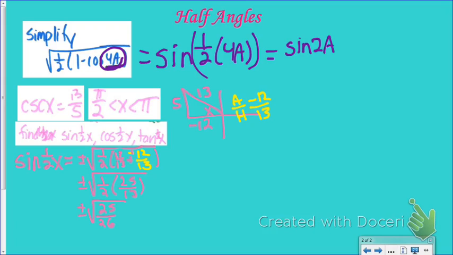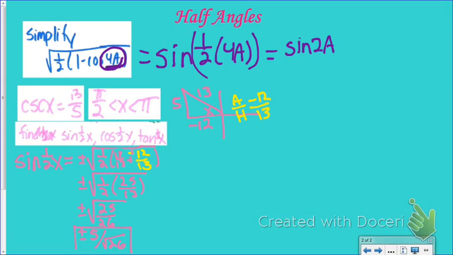And if you guys remember with square roots, you're actually taking the square root of the top number and the bottom number. So the square root of the top number is just 5. And I'm going to leave the bottom as a square root of 26 because that can't simplify any farther. So there's my sine of 1/2 x.